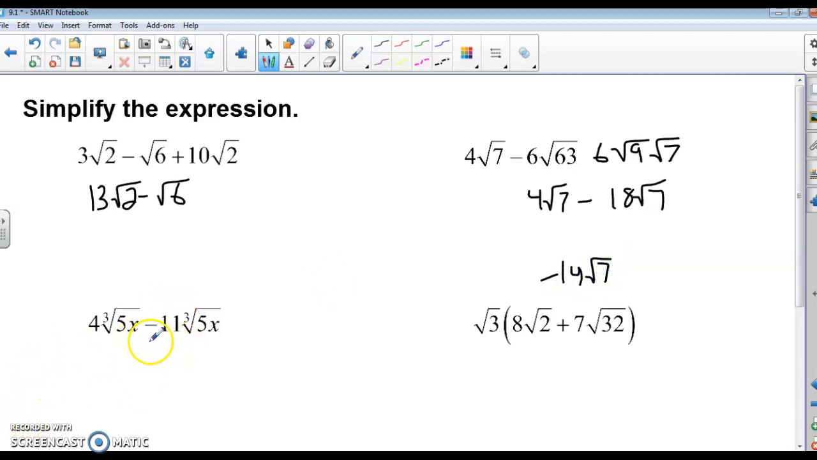For this one here, we have like terms already with the cube root of 5x for both of these. So 4 minus 11 is negative 7 cube root of 5x.